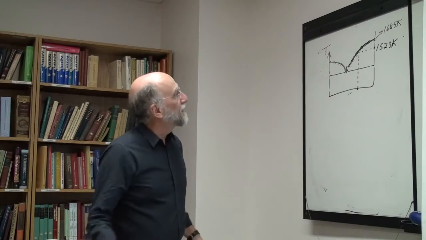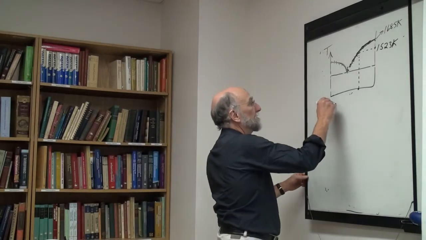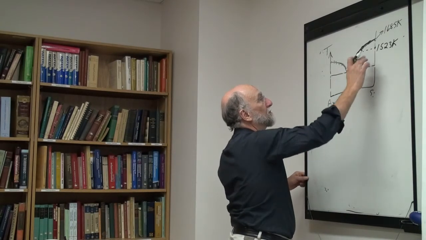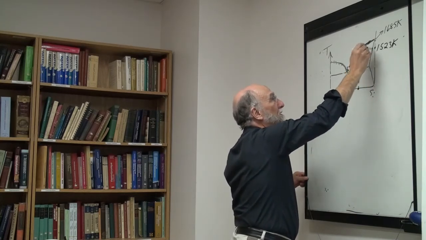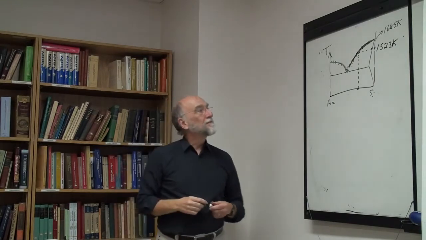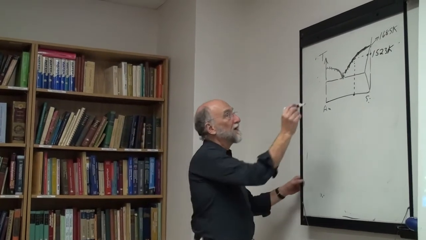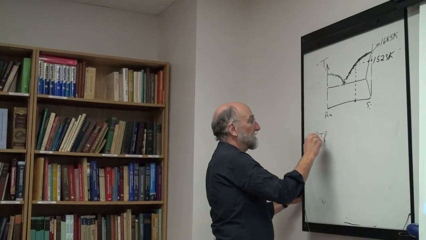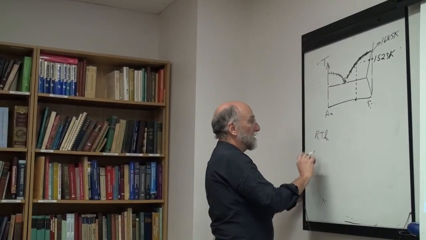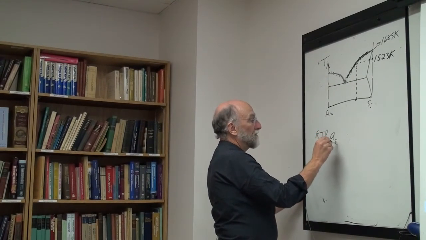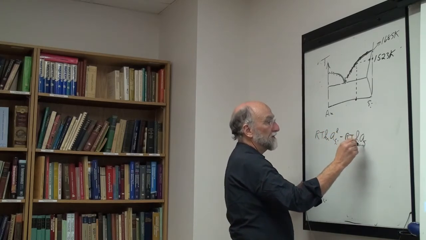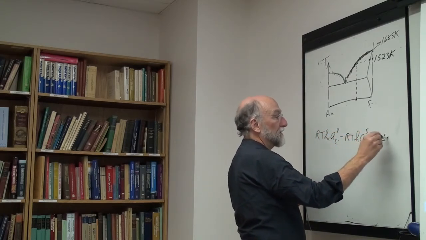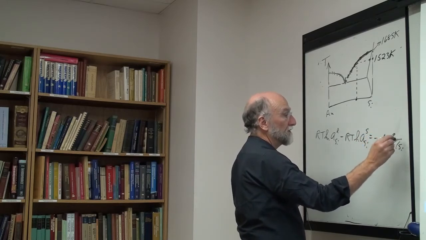Just to make one final little thing, this was gold silicon. This is a useful thing too. Suppose we do have a small solid solubility. Okay, small solid solubility. Now I'm going to write the same equation, RT log of the activity of silicon on the liquidus minus RT log activity of silicon on the solidus equals minus the Gibbs energy of fusion of silicon.